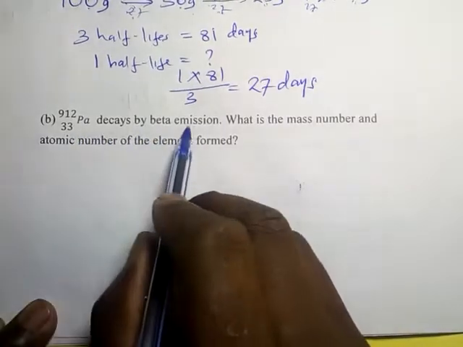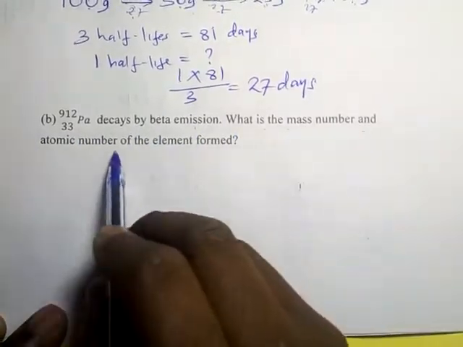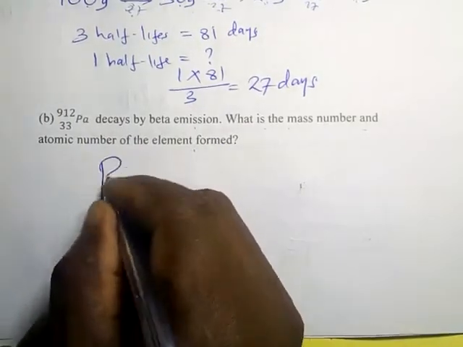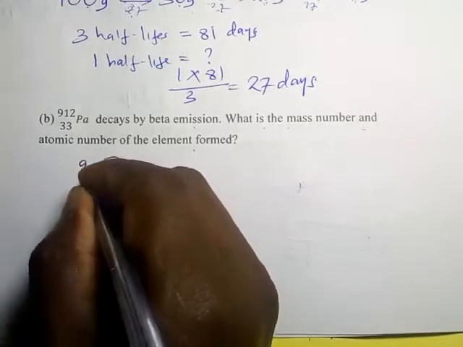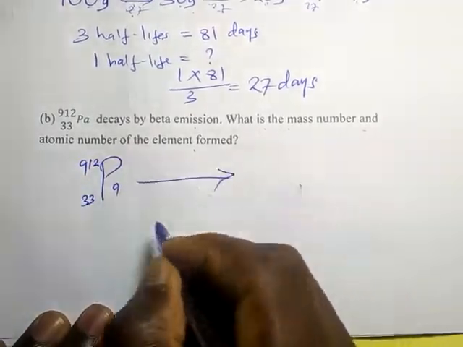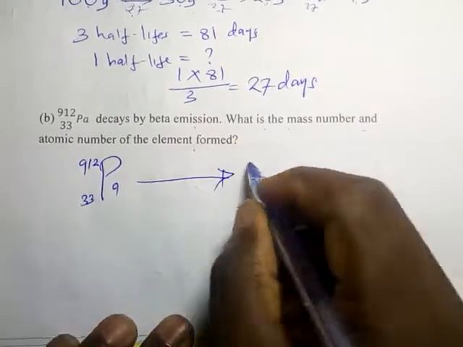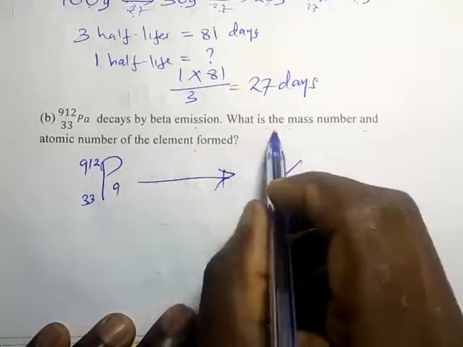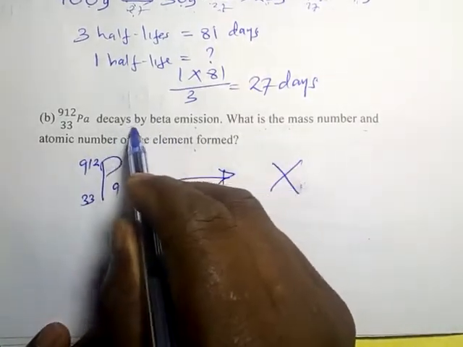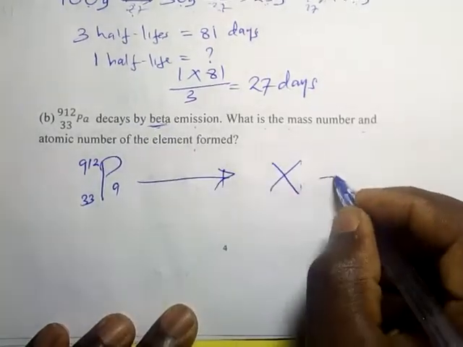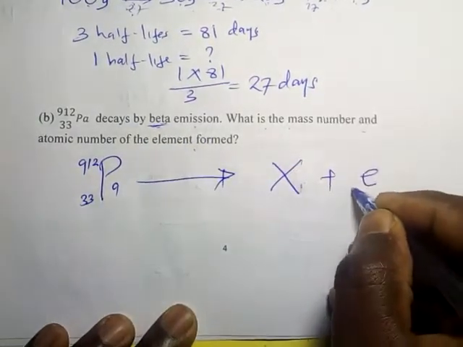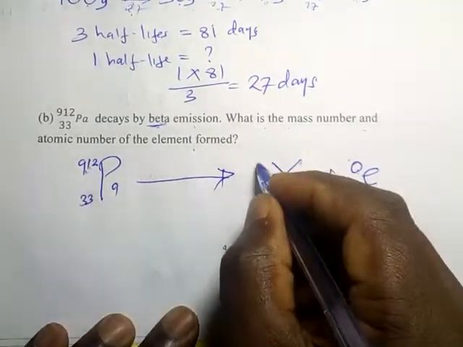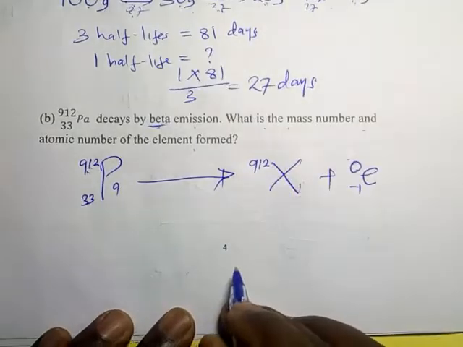This one decays by a beta emission. What is the mass number and atomic number of the element formed? So we have Pa 33, 912, and now we want to write the nuclear equation. An element is formed which is X. We don't know which element it is, but we know that it is undergoing a beta decay. A beta decay is plus e, -1, 0, meaning that the mass number will remain the same. So we will have 912. The mass number will remain the same.